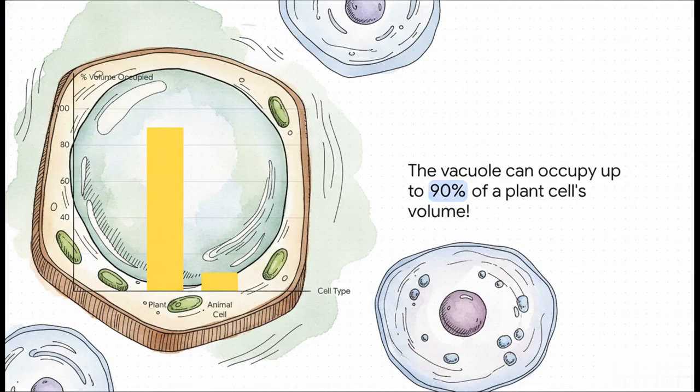And this chart just puts it all into perspective, doesn't it? Look at that. The vacuole can take up to 90% of a plant cell's volume. In an animal cell, it's usually less than 10%. That huge difference in size really tells you how important this structure is for plant survival.